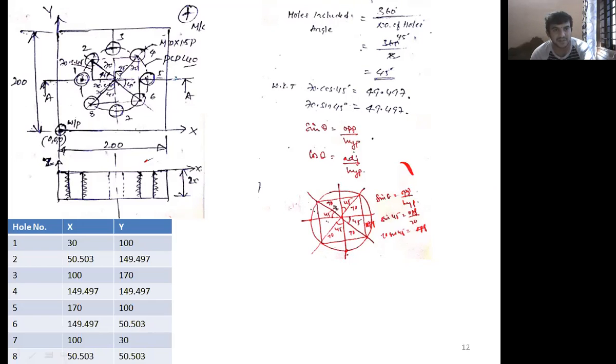What is the angle between here? 45 degrees. Now from the center of each hole, draw a horizontal line and one more vertical line. Now it becomes a right angle triangle. Once it is a right angle triangle, the hypotenuse is 70 mm and the angle is 45 degrees. Now you can easily calculate the opposite side and adjacent side. Which sides are the opposite sides here? See, the side which is opposite to the angle.